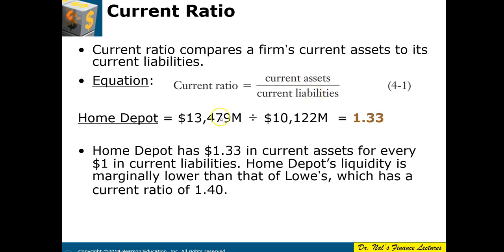We can also compare firms with each other. We can calculate the same figure for Lowe's, which is a competitor of Home Depot, and when we do so, we realize that Lowe's has a current ratio of 1.40, which is a little bit better than our current ratio of 1.33. So we just need to make note of that.